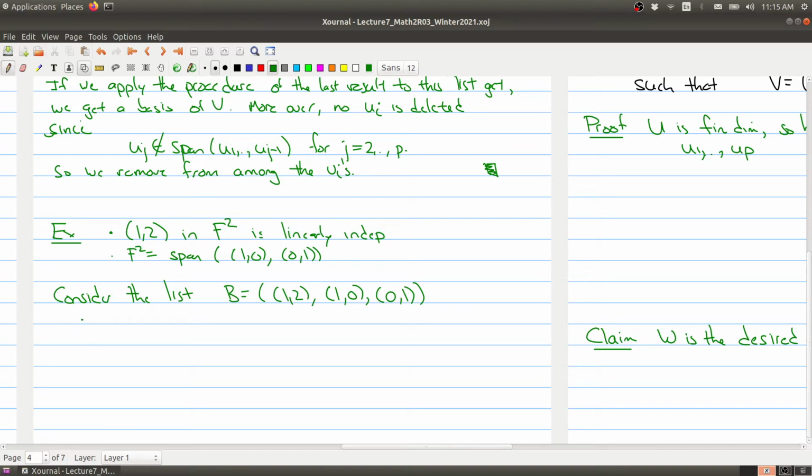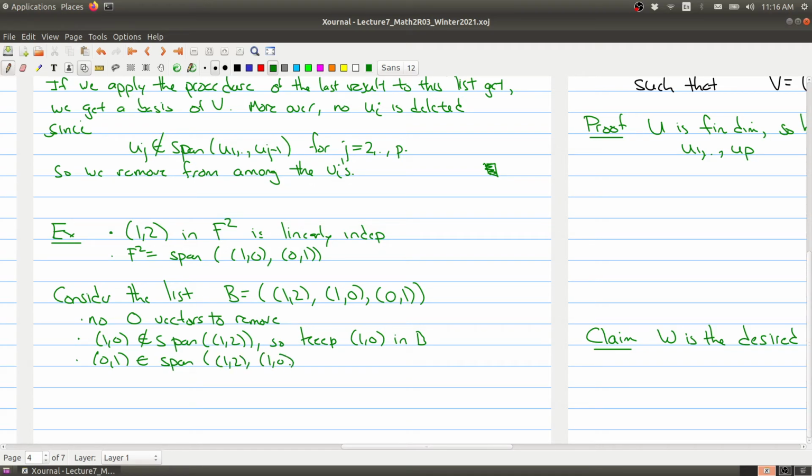First of all, there are no zero vectors to remove, so we don't have to worry about that step. Now we look at each vector sequentially. (1, 0) is not in the span of (1, 2), so we keep (1, 0) in B. This vector we keep because it's not 0, and this one because it's not in the span of the previous one. What about the next vector? Well, (0, 1) is in the span of (1, 2) and (1, 0).